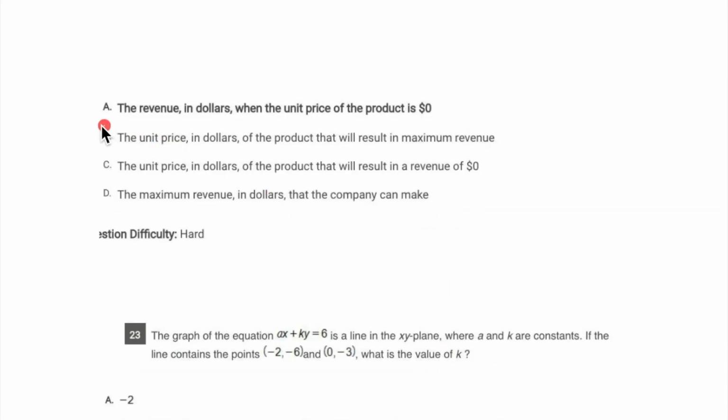Answer choices. A says the revenue in dollars when the unit price of the product is 0. That is not true. The unit price is a. B, the unit price in dollars of the product that will result in maximum revenue. No, it's not going to be maximum. C, the unit price in dollars of the product that will result in a revenue of 0. Ding, ding, ding, ding. That's it. And D, the maximum revenue in dollars that the company can make.